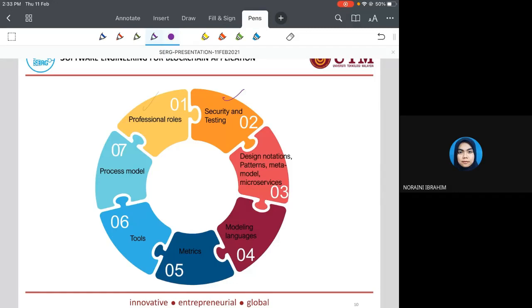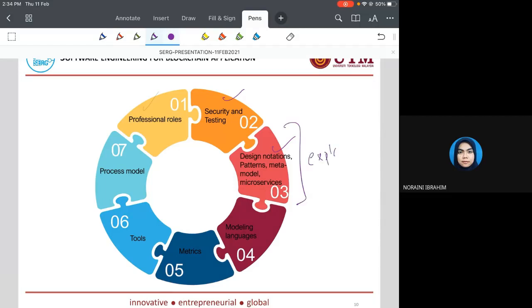So the subject owner here, maybe you can start to develop the learning outcomes or the syllabus for secured programming. Maybe you can embed the blockchain orientation into that secured programming. That's my suggestion. And then we can go to design notation, design patterns, meta model, ontology, microservices, and so on. This is another area that you can explore.